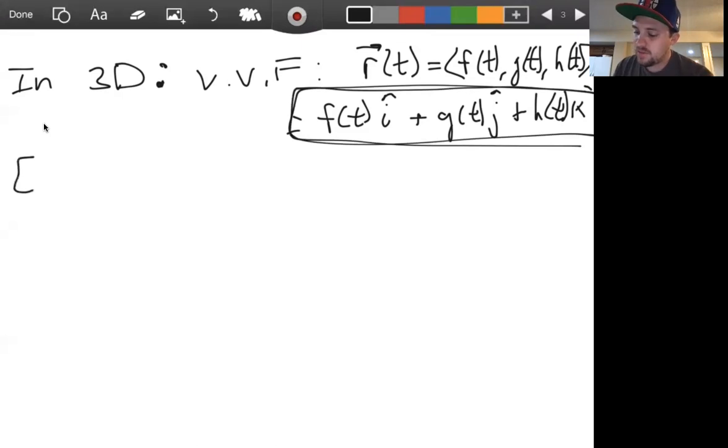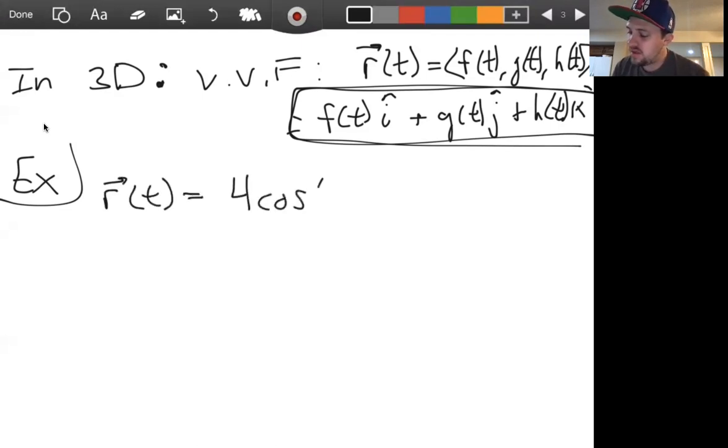So let's look at an example of how we can graph a vector valued function. First, let's consider r of t equals 4 cosine t i hat plus 3 sine t j hat.